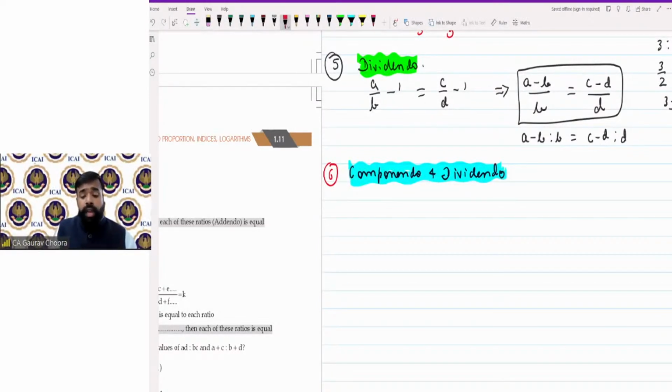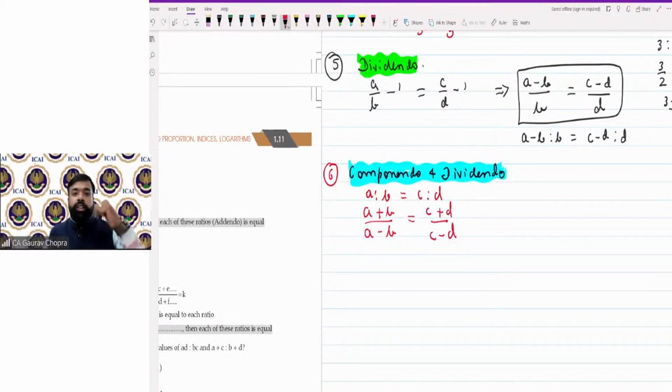So how do we apply it? A ratio B is equal to C ratio D. It is the given case. In numerator, we will write plus sign, A plus B. In denominator, we will write minus, A minus B. Similarly, C plus D and C minus D. So in this way, it is componendo and dividendo. Addition in numerator, subtraction in denominator. If we apply componendo and dividendo, then also they will be in proportion.